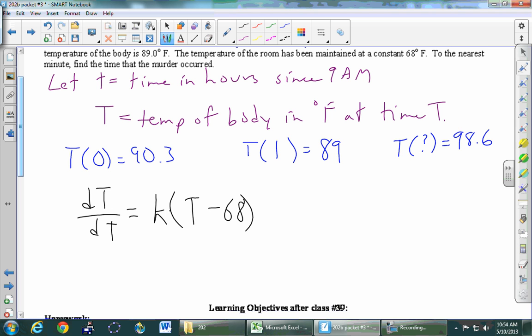We're going to do simpler examples of this in a few minutes, but for right now, I'm just going to say we are going to divide both sides by T minus 68. So that guy goes down here. And we're going to multiply both sides by dt. And the k is just sitting over there, over there on the right, I multiplied both sides by it.